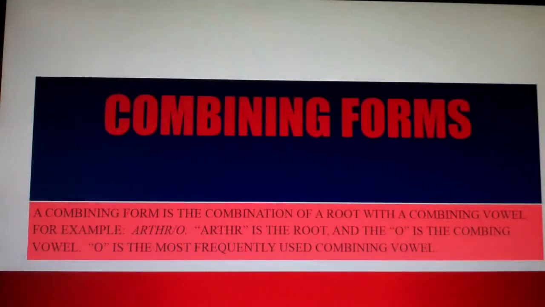Combining forms. A combining form is the combination of a root with a combining vowel. For example, arthro. Arthr is the root and the O is the combining vowel. O is the most frequently used combining vowel.